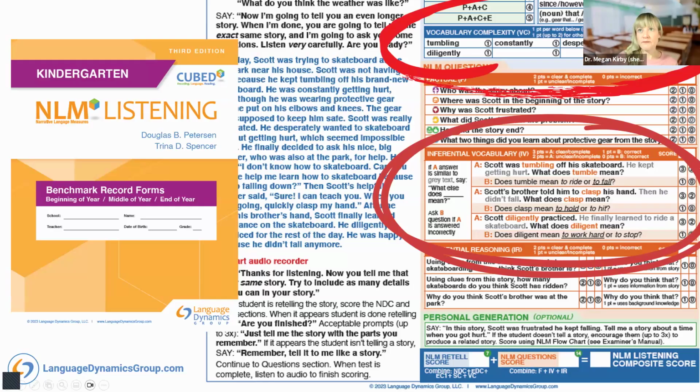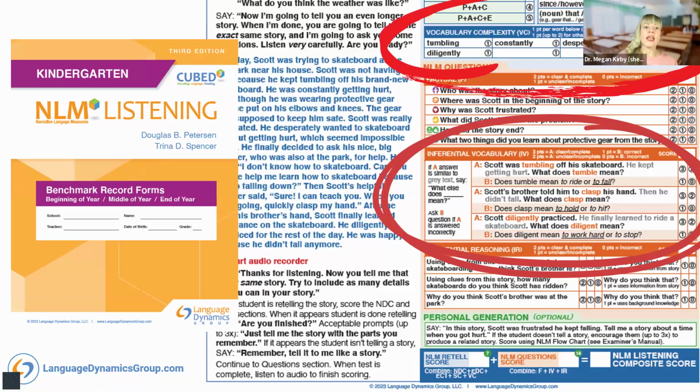What does tumble mean? Right. And so the gray text right here, he kept getting hurt, is actually the context clue. Right. So if the student was like, he kept getting hurt or to get hurt, I would then be like, what else does it mean? And I'm going to assess and I score based on their response, their ability to produce a definition, because I ask them what it means and they say, tumble means to fall.